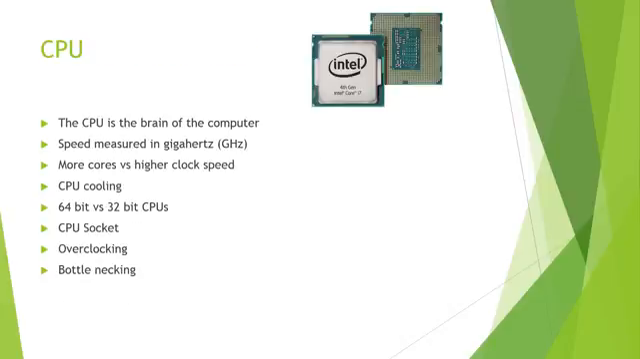Next, we're going to move on to the CPU. The CPU is the brain of the computer, and its speed is measured in gigahertz, that's GHz. Basically, there's a debate on whether you want more cores or a higher clock speed. Generally, you'd rather have more cores. Instead of getting two cores at 3.5 gigahertz, it's better to get four cores at 2.5 gigahertz.